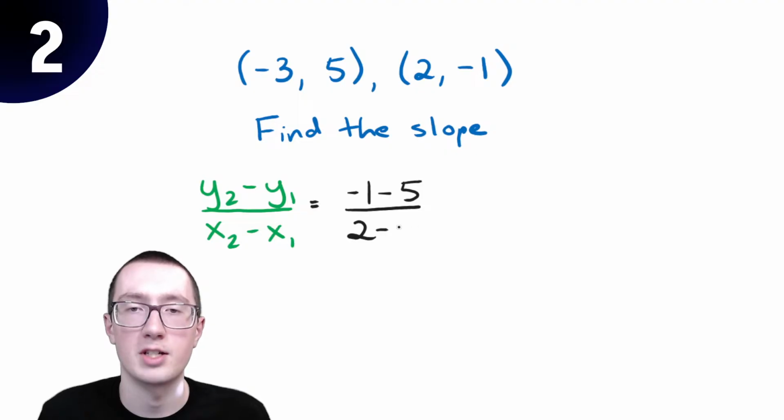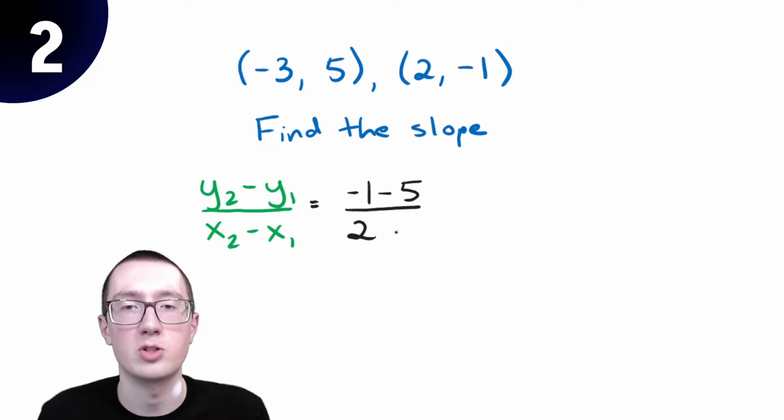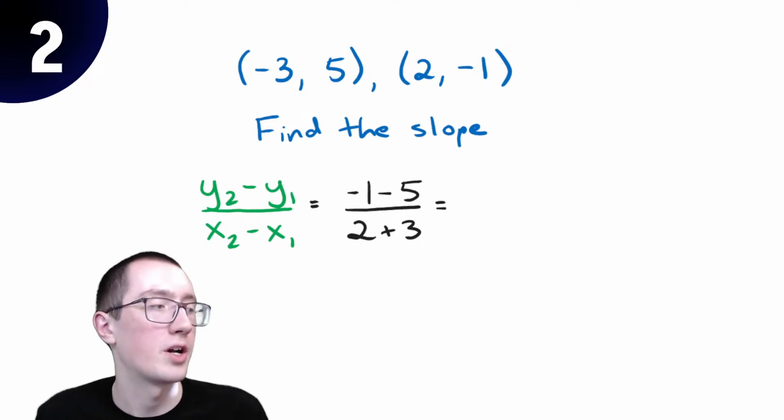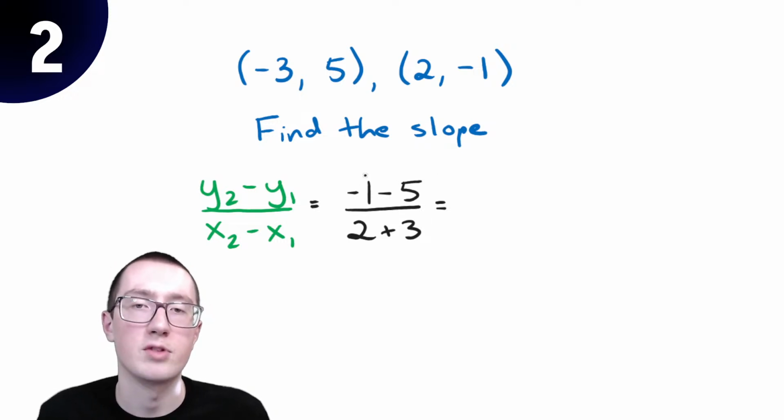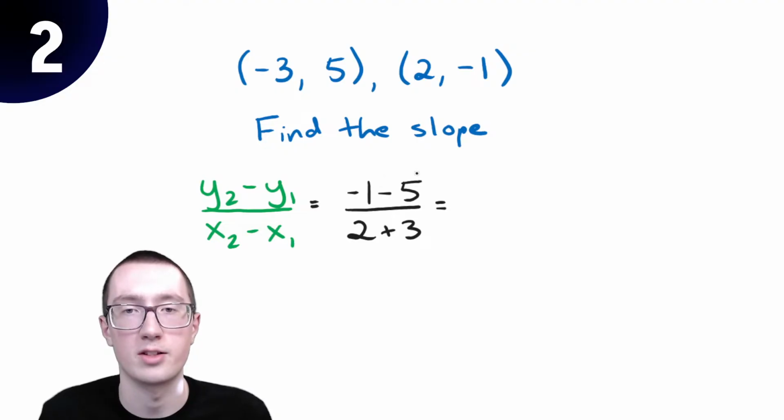So this is actually going to be -3, but remember that two negatives make a positive. So I'm just going to write +3 because the two negatives make a positive. And now we just simplify our fraction. So we have -1 minus 5. So think of it as dollars. You lost $1, you lost another 5. So you're down 6. And then here we have 2 plus 3, which is 5.